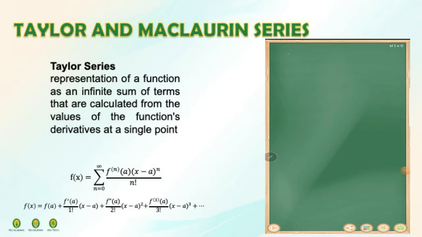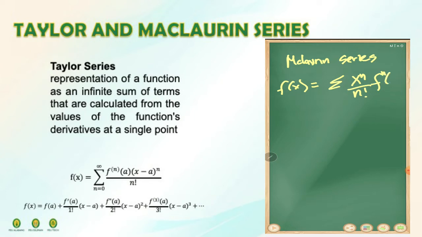Okay, so let's review first. Again, our Maclaurin series is the function f of x equal to the summation of x raised to the n power over n factorial multiplied by f of n of 0, from n equals 0 all the way to infinity. So basically, as I said last time, the Maclaurin series is a special representation of the Taylor series at x equal to 0.